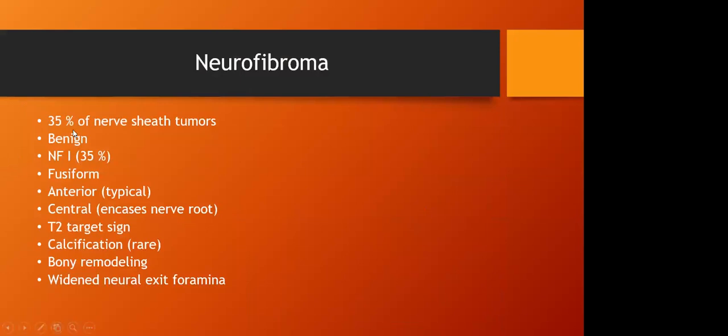Neurofibroma represents 35% of the nerve sheath tumors. It's benign, as schwannoma, and could be associated with neurofibromatosis type 1 in 35% of the cases. Shape is usually fusiform, anterior location, centrally encasing the nerve root. This is in contrast to the schwannoma, which is usually eccentric. T2 target sign could be seen in neurofibroma, and calcification is rare. Bone remodeling is common, also causing widening of the neural exit foramina.